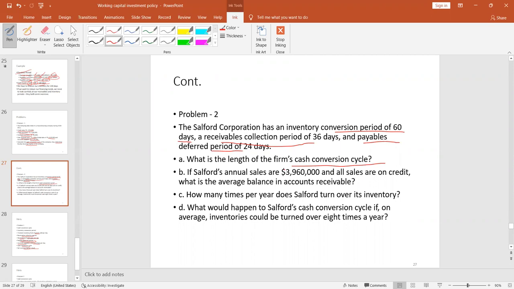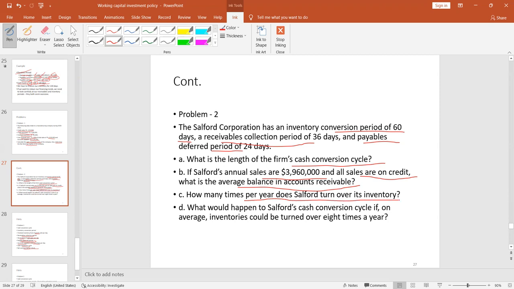Then say, if annual sales are 3,960,000, and this is credit sales, the accounts receivable question asks: what is the average balance in accounts receivable? That is, you have to determine your accounts receivable. The next question: how many times per year does SOFO turn over its inventory?